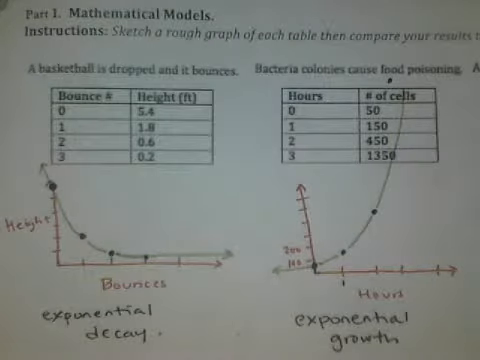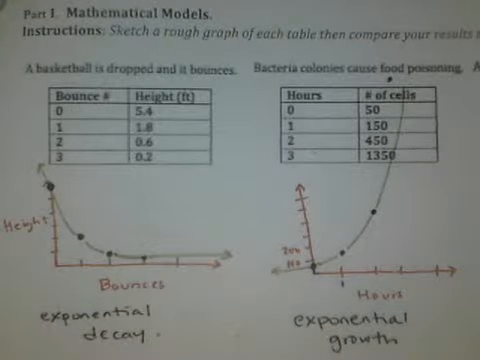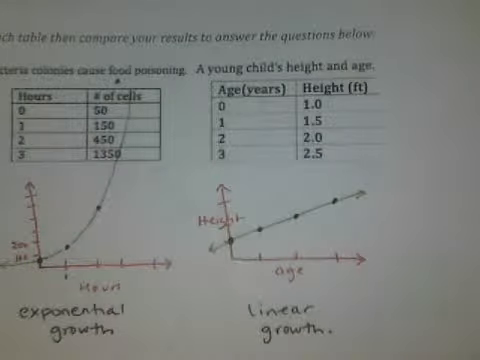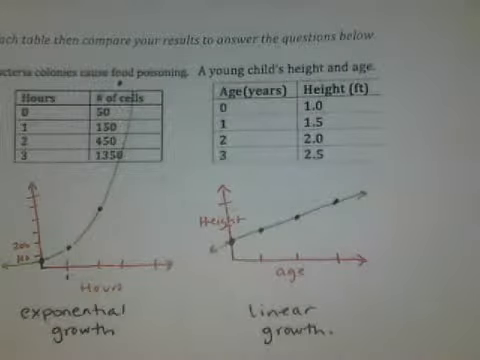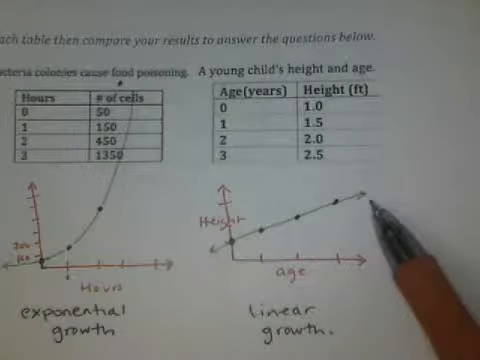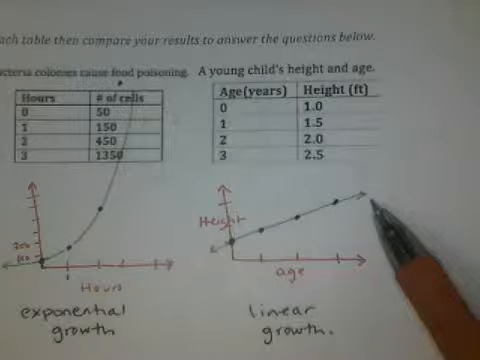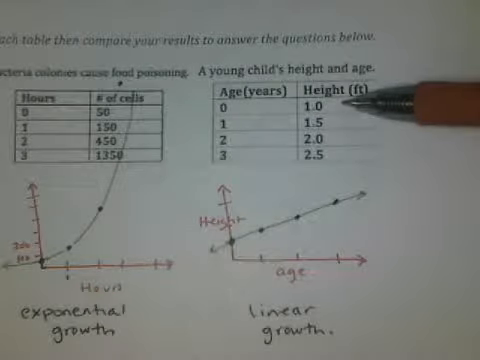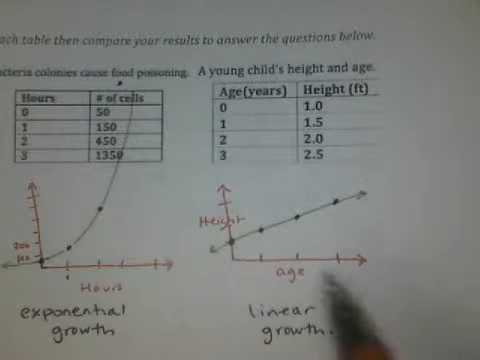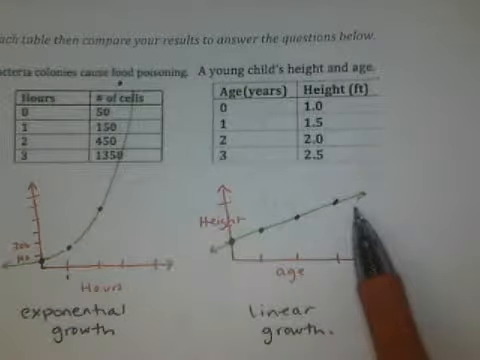Just for contrast, I've included a third graph. And this third graph, which is talking about someone's age and their height, has a different shape altogether. It's also increasing, so it's also a growth graph. But this one's not exponential. In the table, you notice the difference is that we are adding instead of multiplying. On the graph, what you notice is that it's a straight line, not a curved line.